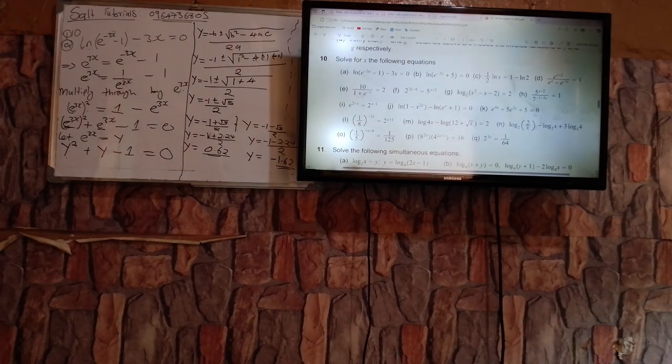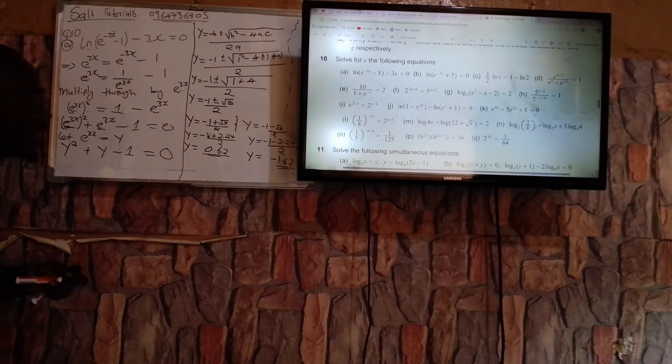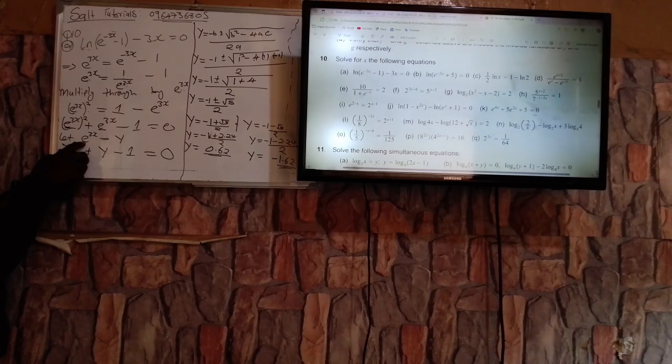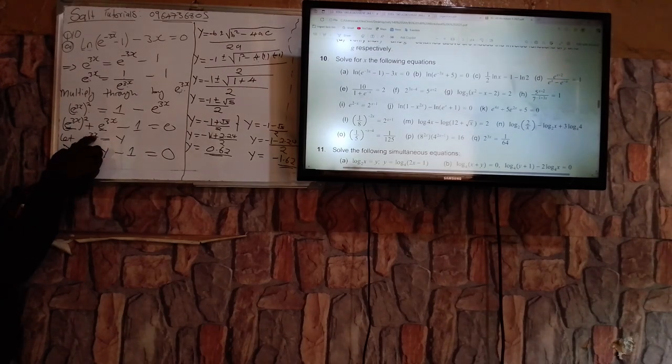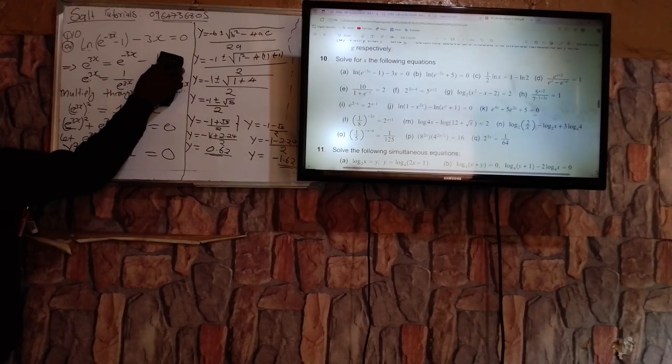But remember, we are looking for x. y was just trying to assist us in finding the value of x. So now let's find the value of x, by recalling that e^(3x) was equal to y. Let me just delete this first part.